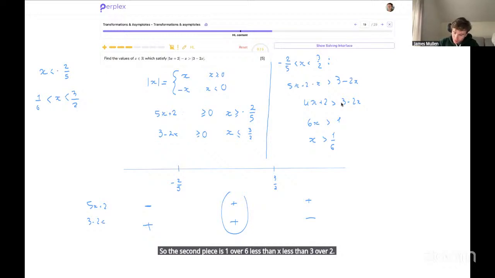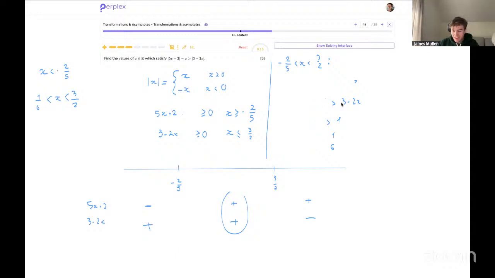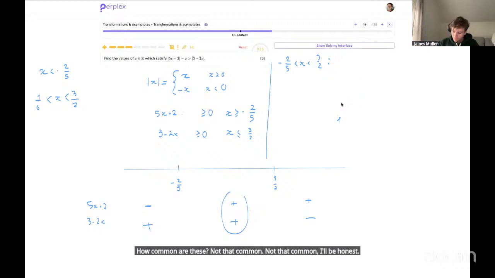And now finally, we'll do the last interval here. How common are these? Not that common. Not that common, I'll be honest.